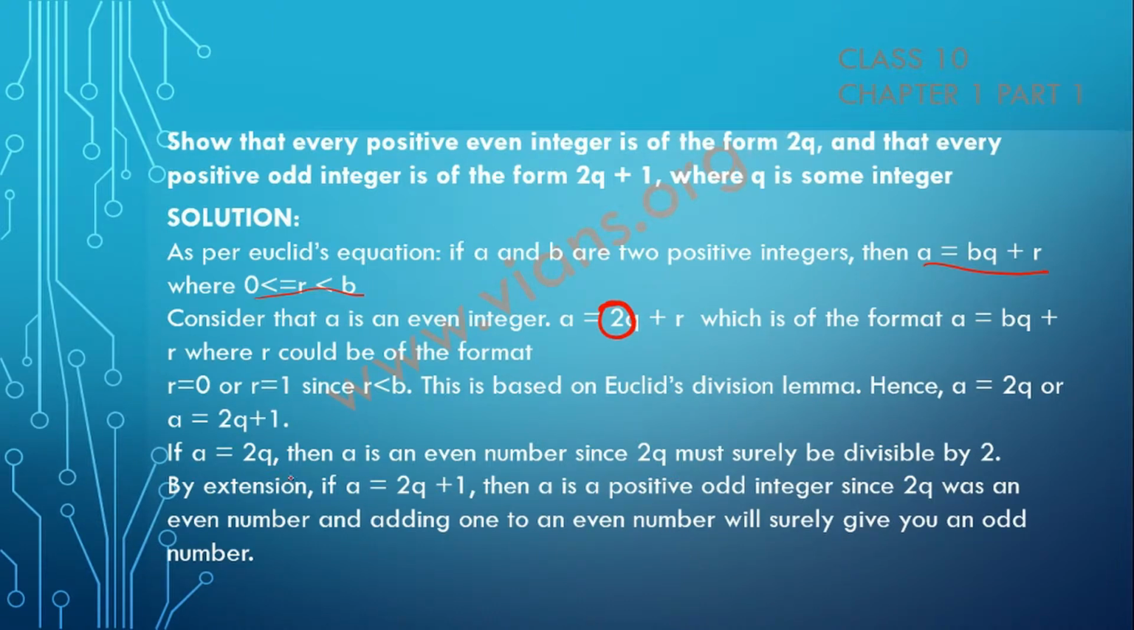Now, if a is equal to 2q, then a is an even number because 2q is surely divisible by 2. If you divide 2q by 2, you just get q. But if you divide 2q plus 1 by 2, 2q is divisible by 2, hence 2q plus 1 is not an even number, it's an odd number. And that's why we say that every positive odd integer is of the form 2q plus 1, where q is some integer. So that's how we go around proving this particular theorem.